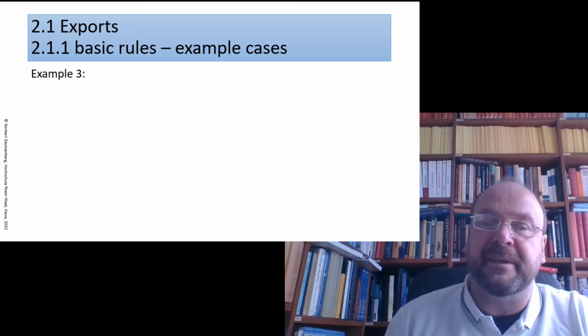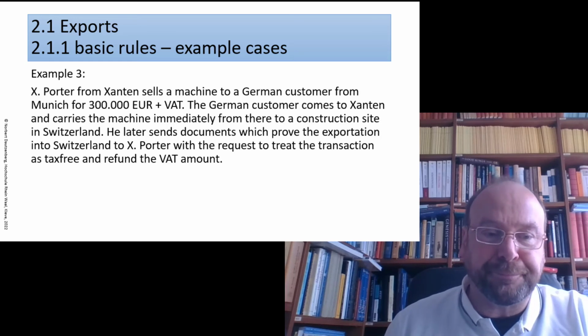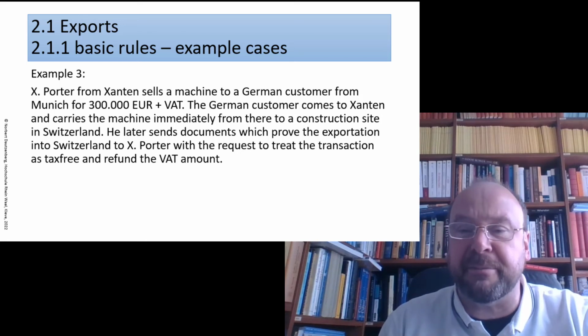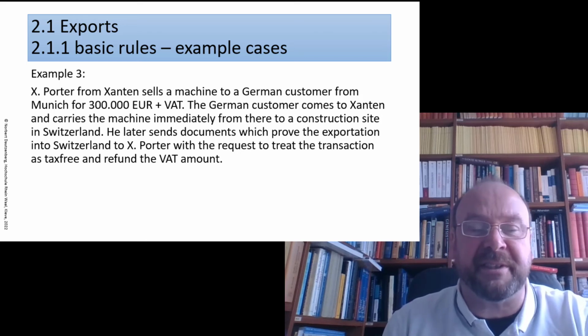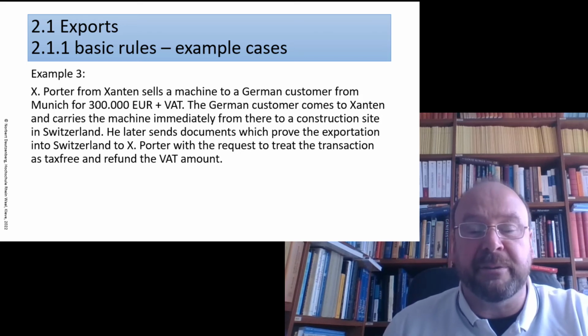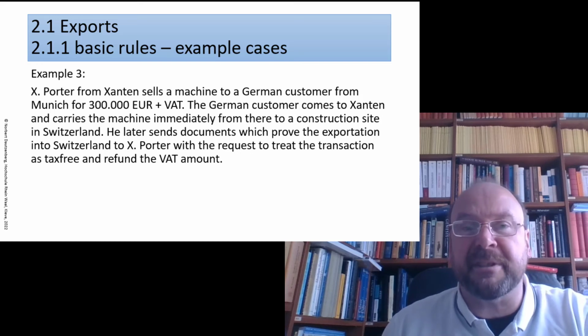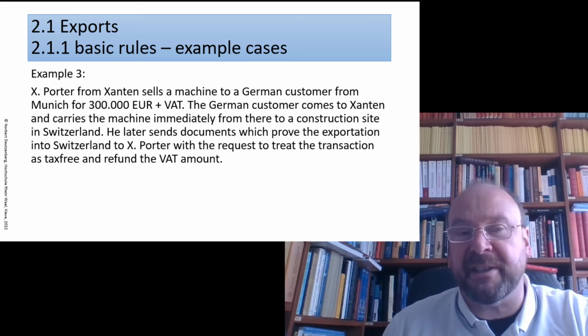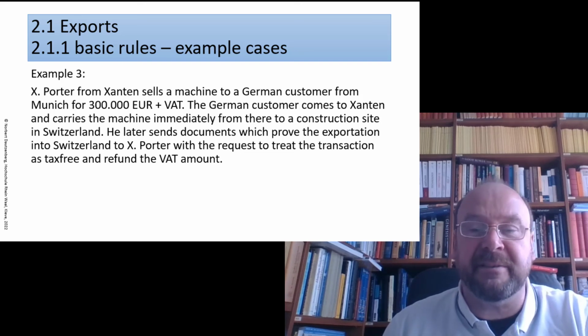Well, third example. Exporter again from Xanten sells a machine to a German customer from Munich for 300,000 plus VAT. The German customer comes to Xanten and carries the machine immediately from there to a construction site in Switzerland where he uses it. He later sends documents which prove the exportation into Switzerland to exporter with a request to treat the transaction as tax-free and refund the VAT.